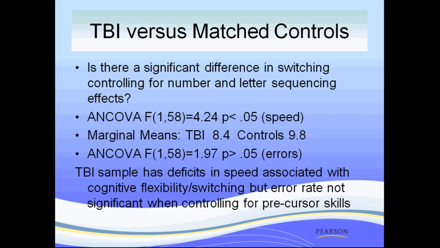If we put in letter and number speed, and we regress that out and just look at what's left over, which is really the switching component, what we see is that indeed the TBI sample, the kids with the brain injury, are still significantly lower than the control sample. So they're showing both processing speed and executive functioning deficits. When we look at that profile, we might be tempted to say, gee, they've got kind of low average processing speed and low average executive functioning switching.